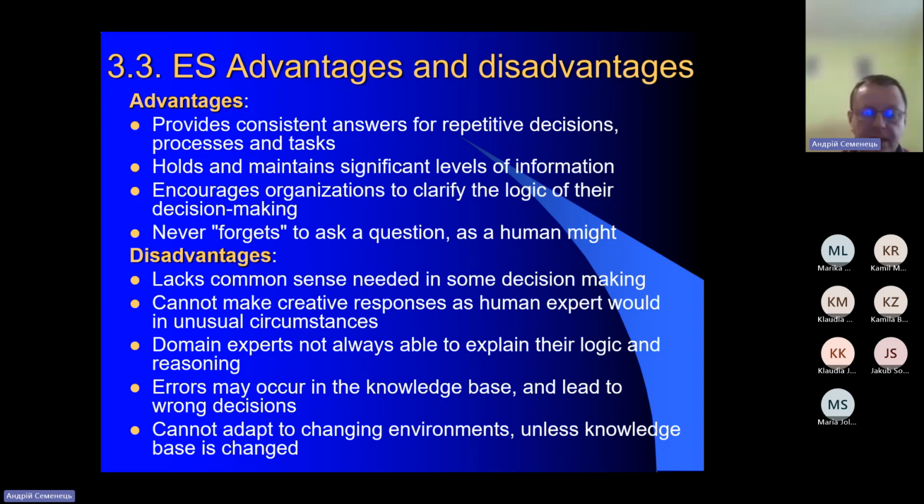Sometimes we have difficulties with aggregating and organizing human expert knowledge. If experts are not always able to explain the logic of their reasoning, it will be barely possible to create an expert system for that specific area. And even worse, if some errors happen inside the knowledge base when it is filled with data, it will definitely lead to wrong decisions. And sometimes it could be difficult to adapt to changing environments and to fight intentional attempts at fraud and falsification of information in the system.